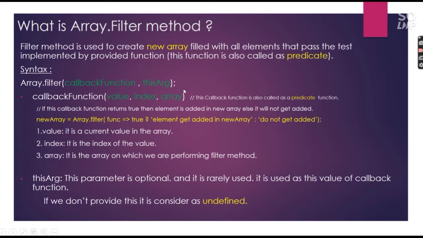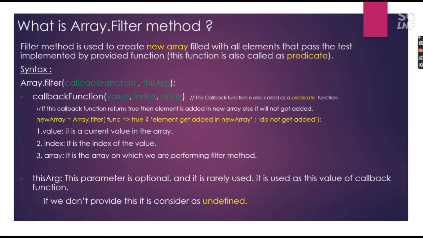No one uses it, and it is rarely used. It is used as the this value of the callback function. I mean this arg is used as the this value of the callback function. I will explain this point, so don't get confused here. And if we don't provide this arg, the second parameter, then it is considered as undefined. Now let's switch to the editor and work on our example.